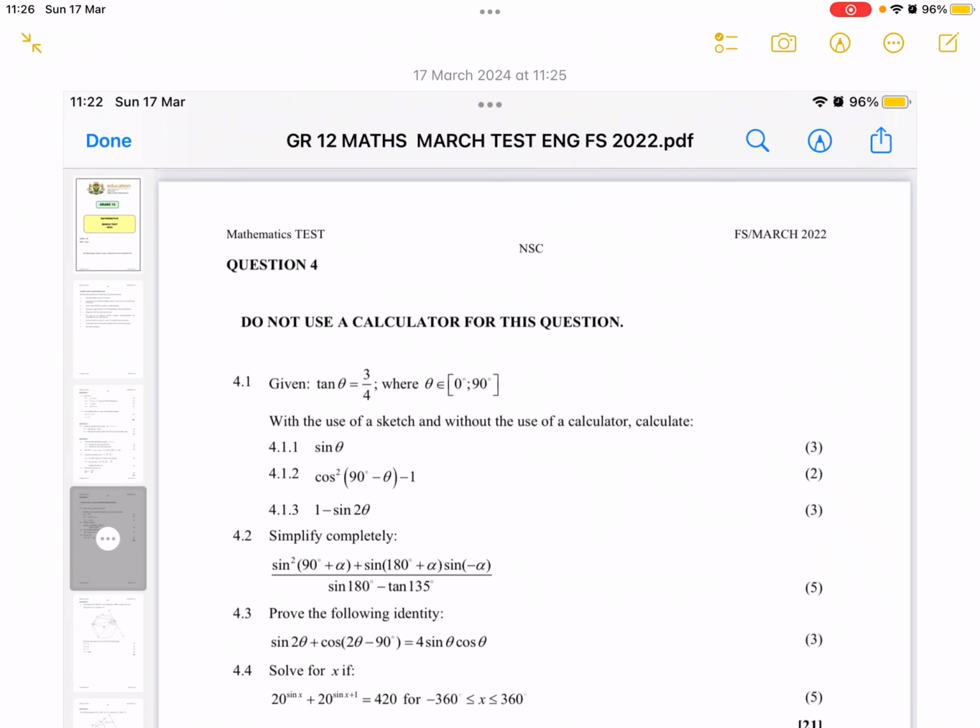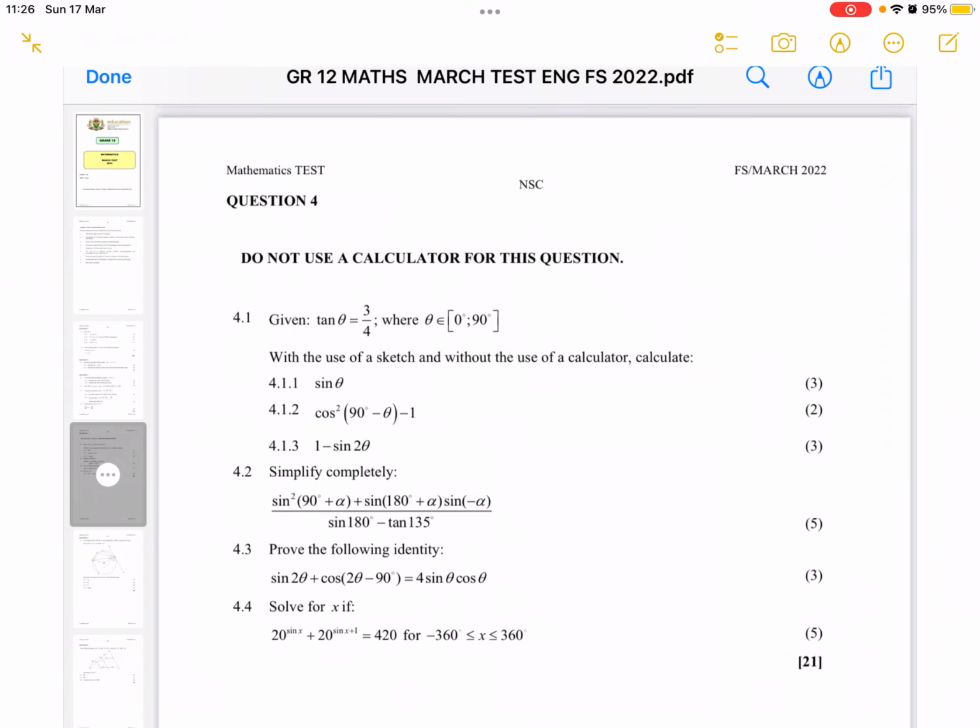And today we're going to be looking at the Grade 12 Math March test from Free State in 2022, of which we're looking at the topic trigonometry. We're going to do 4.1 all the way up to 4.4. I'm going to try and be as fast as possible while covering everything that we have to do in here.